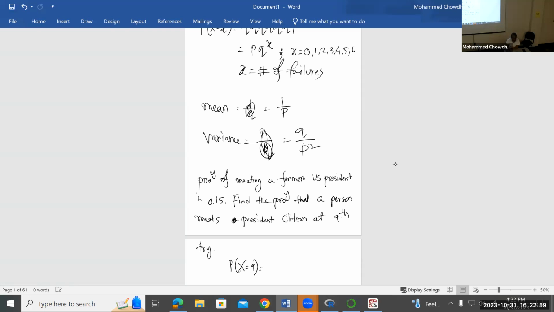And then what is the probability of meeting a president? 0.15, right? So I put here P is 0.15, 1 minus 0.15, and then to the power 9 minus 1. Are you understanding?